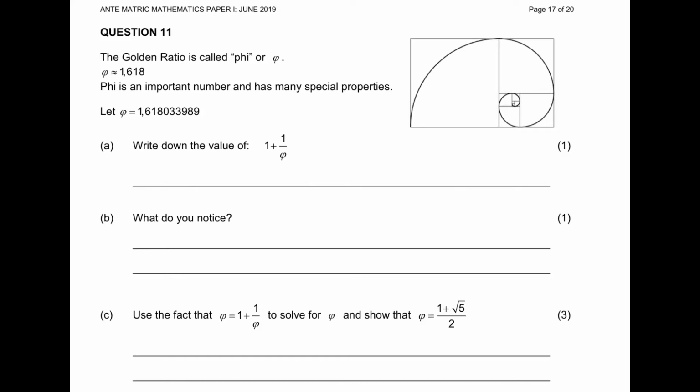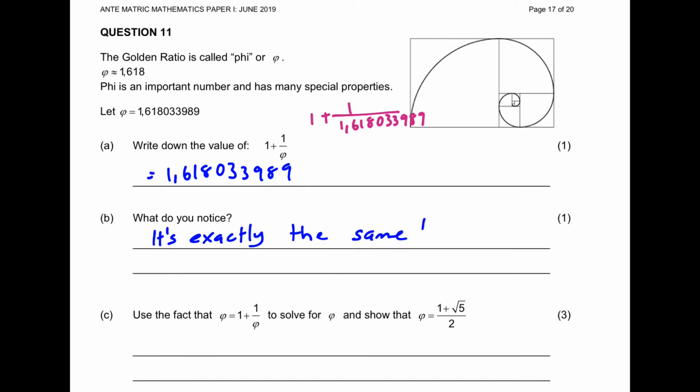All right, so they have said to you, let phi equal 1.618033989. Question A, write down the value of 1 plus 1 over phi. So what they want you to do is, on your calculator, type 1 plus 1 over 1.618033989. And just as if by magic, you see that the value of this is 1.618033989. It's exactly the same. And if you've been concentrating, then in B, you will notice that it's exactly the same. How amazing is maths? So in math terms, we can therefore conclude that phi is equal to 1 plus 1 over phi.